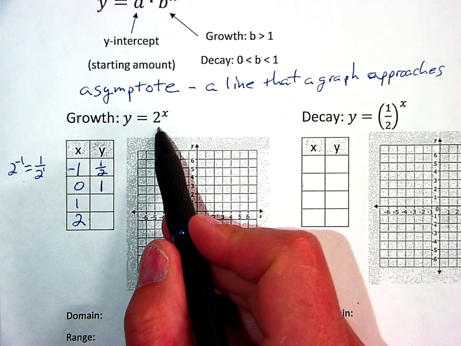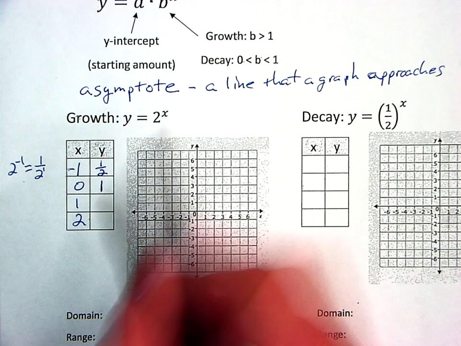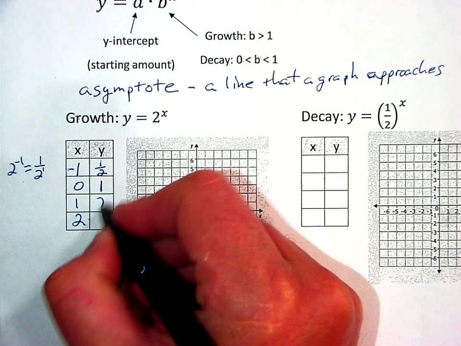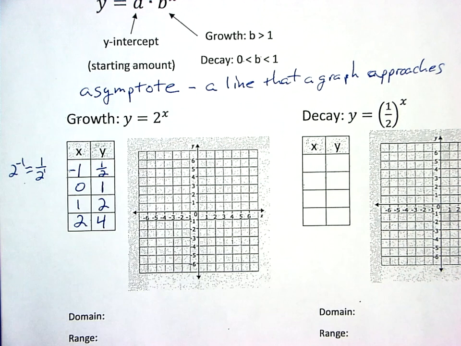Because it's 2 and our x is negative 1. That's fine. That's a good question. All right, what's 2 to the first power? 2. What's 2 to the second power? Let's say you didn't know how to do that. Can you do it on the calculator?